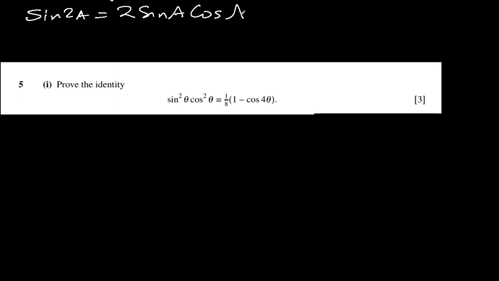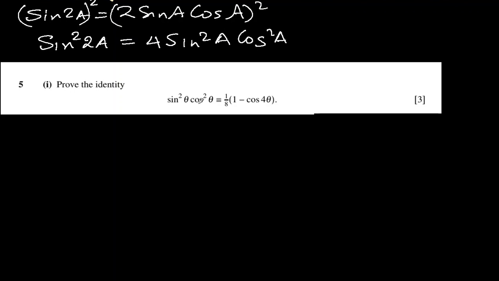Okay. Number 5. Prove this identity: sine square theta cos square theta is 1/8 of 1 minus cos 4 theta. So here if we look at the left hand side, we have an identity which is in your formula sheet. It is sine 2a equal to 2 sine a cos a. Here we have sine square theta cos square theta, means sine theta cos theta squared.